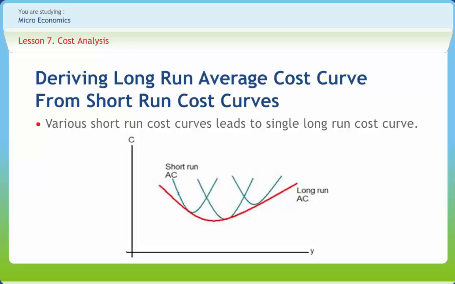Possible changes in the short-run marginal costs and average total costs lead to derivation of the long-run average cost curve. As we can see in the diagram also, a number of short-run curves are enveloped in a single long-run cost curve.